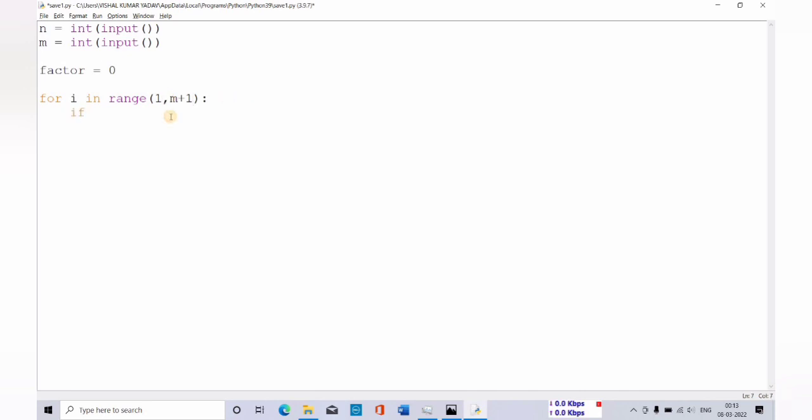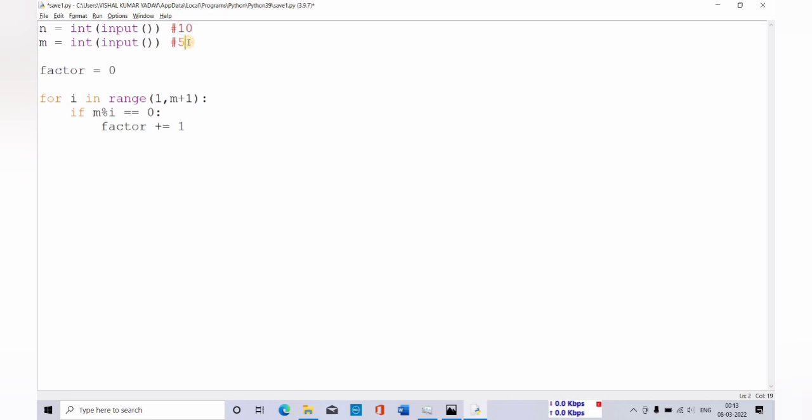Now I'll be checking whether m percentage i is equal to 0 or not. If that is the case, then I'll increase the value of factor by 1. Now you'll be thinking why I'm checking m percentage i. Let me consider an example and you'll understand. Suppose there are 10 switches and I have to tell the condition of the fifth switch, after all these 10 people have toggled the switches. The person at the first place will toggle the fifth switch, and the person at the fifth place will also toggle the fifth switch, right?